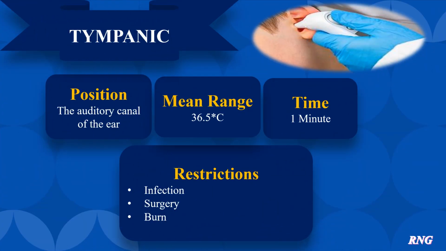For this, the probe should be placed in the auditory canal of the ear, either right or left. First of all, the nurse should know there should be no restriction, such as any kind of ear infection present, a surgery done on that area, a burn around that area, or any disease or surgical condition in which you cannot place the probe in that particular ear.